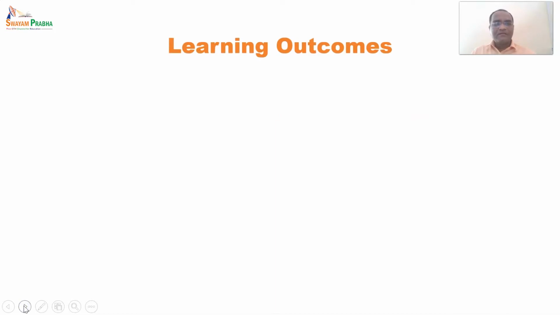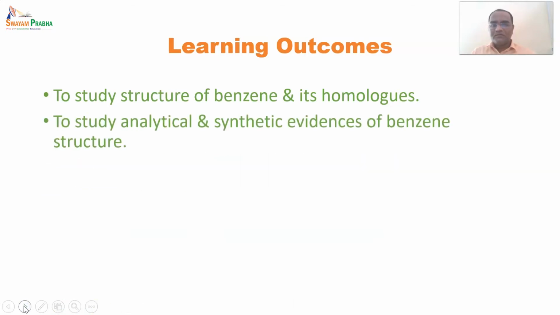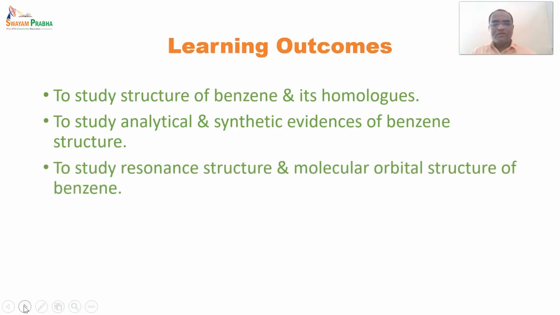So in the beginning, let's see what are the outcomes of this lecture. What will students learn from this lecture? The first outcome is to study the structure of benzene and its homologues. Second, to study analytical and synthetic evidences of benzene structure. To study resonance structure and molecular orbital structure of benzene. And to study aromaticity of benzene as per Hückel's rule. So these are the 4 outcomes of today's lecture.